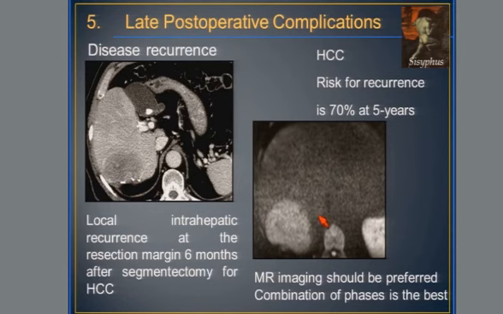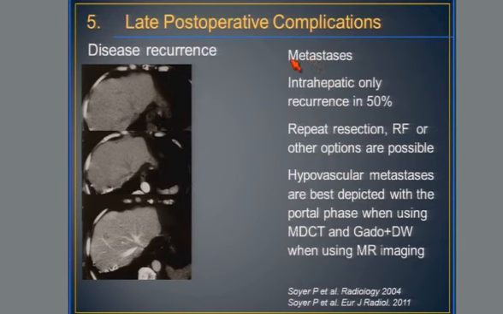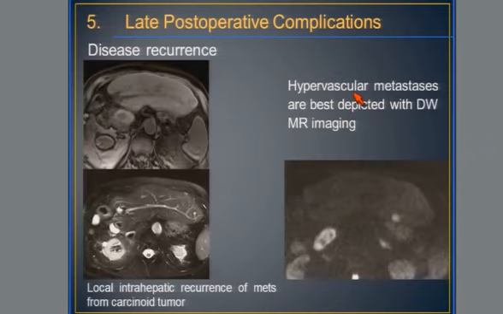We advocate the use of MR imaging for HCC, and we combine the T2 weighted imaging, the gadolinium enhanced imaging, and diffusion MR imaging. If you face a patient with hypovascular metastasis, if you do CT, the best phase is the portal phase. The portal phase is best at depicting hypovascular metastasis. And when you do MR imaging, we advocate the use of gadolinium enhanced phase and diffusion weighted imaging to best depict the metastasis.